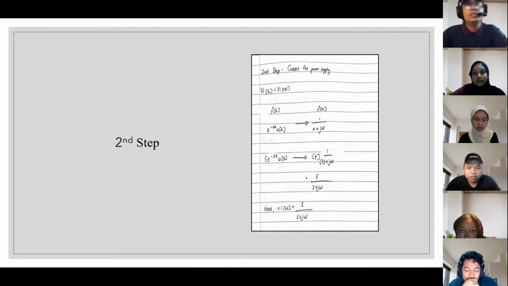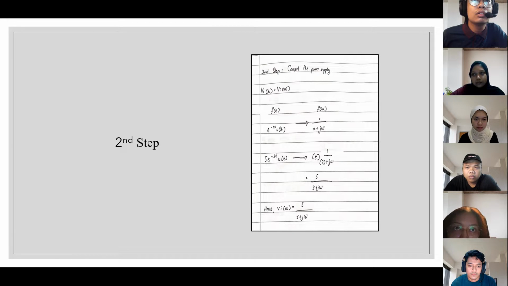For the second step, convert the power supply V in in the time domain to V in in the omega domain.